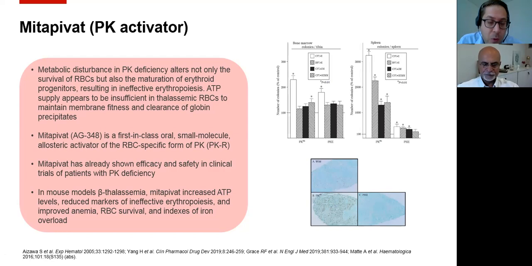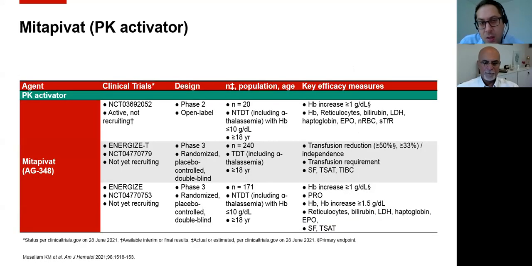And in mouse models in beta thalassemia, there was also enough data to show that using mitapivat reduced the markers of ineffective erythropoiesis, improved the anemia, improved RBC survival, which prompted the development of the product in thalassemia in clinical studies. And currently, this is the trial landscape for mitapivat. There is a phase 2 study which has already some data that I will share on the next slide.